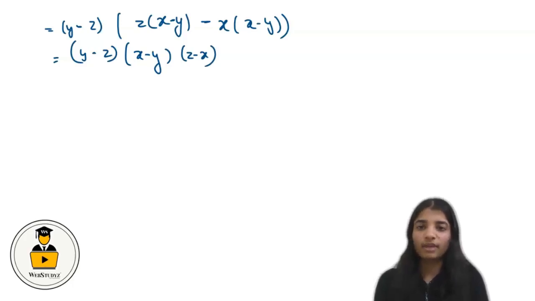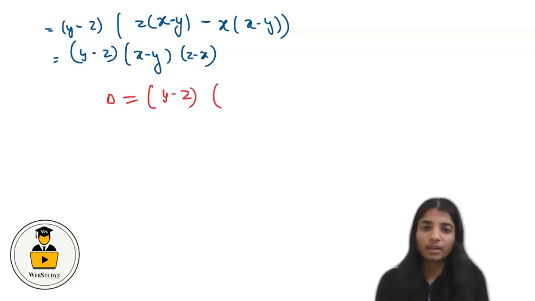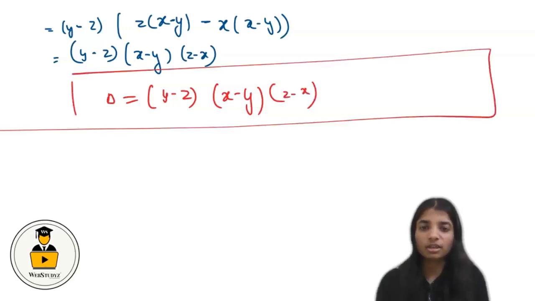So this is the value of delta, that is equal to y minus z, x minus y, z minus x. This is the answer to the given question. So students, in order to solve this problem, we used the basic concept of determinants. I hope you understood the concept well. Thank you.